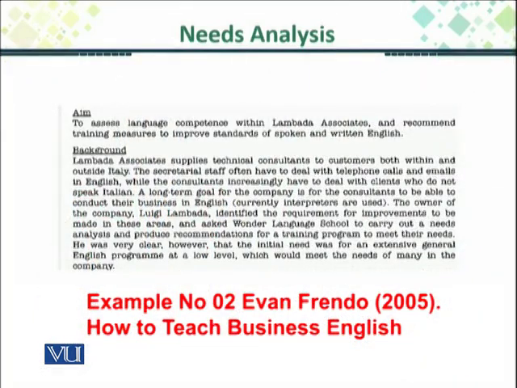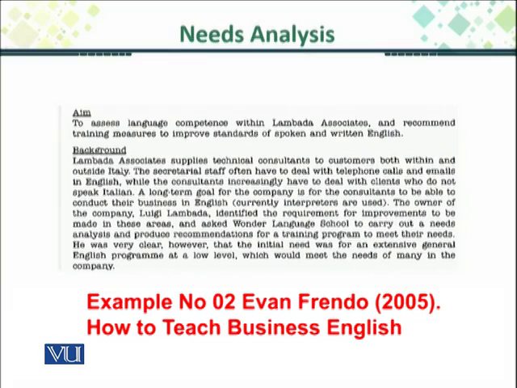The second needs analysis is also taken from Yvonne Frendo. Here we can see here that first of all the needs analysis tells about what is the aim. It is a commercial firm, Lombarda Associates, and they want to improve the standard of spoken and written English in their employees.